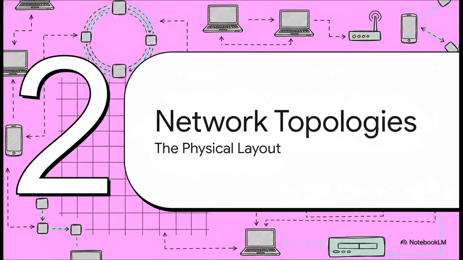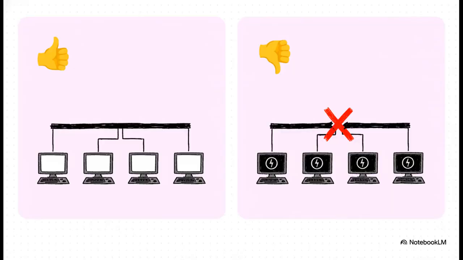So we've got the different sizes of networks down, from personal to planetary. But how are the devices inside those networks actually laid out? How are they physically connected? This layout is called a topology, and it's basically the network's blueprint. First up is the simplest of them all, the bus topology.